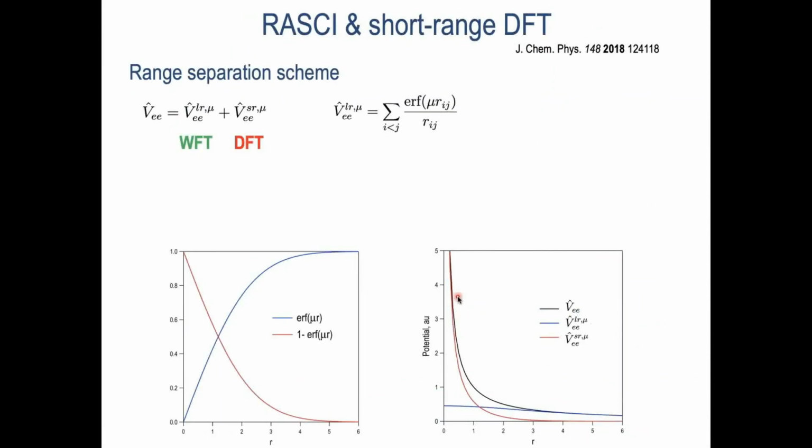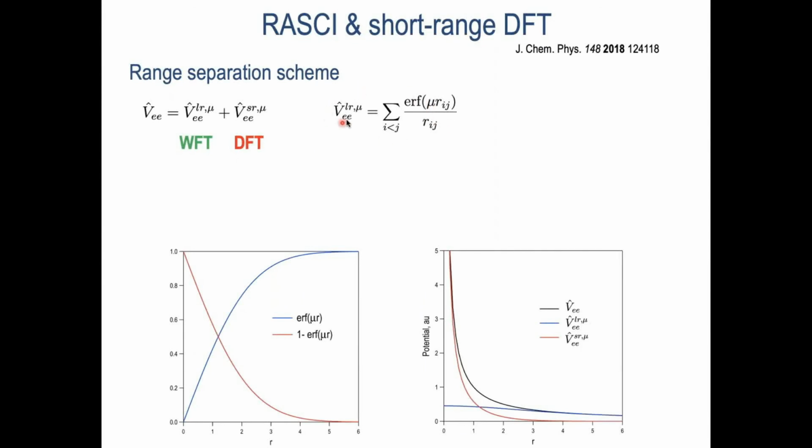Okay, so this is the use of perturbation theory, and more recently we have been playing with the idea of mixing DFT correlation. So basically adding correlation energy for free to our RASCI wave function. And to do that, we use a range separation scheme where we split the Coulomb operator into a long range part that will be taken care of by our wave function, and a short range part that will be studied with DFT.